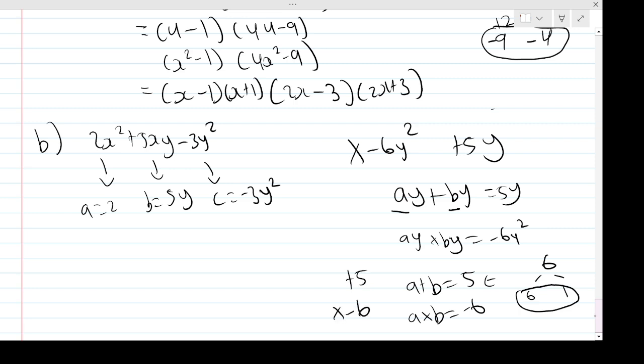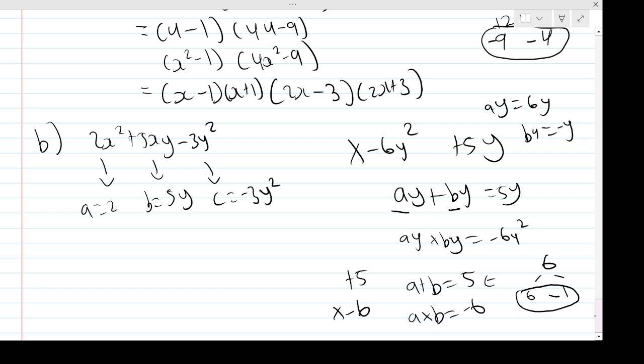Well, 6 and 1 then. I need to times to give minus 6, so one of the numbers has to be negative. But if I want to add to give 5, I need the bigger number to be positive. So minus 1 has to be the negative one. So 6 minus 1 will give us plus 5, and 6 times minus 1 will be minus 6. And that's our number. So that's telling us that ay would be 6y, and then by would be minus y. That's just the coefficients for the y.